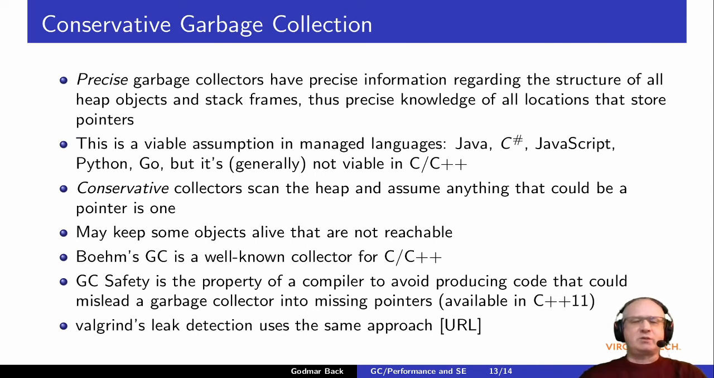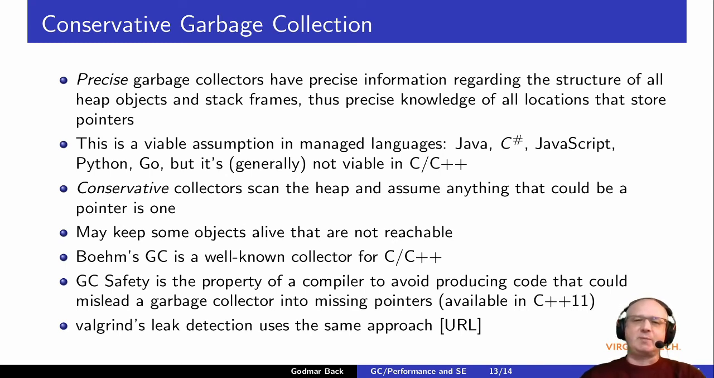So far we've talked a lot about Java and other type-safe managed languages. It is, however, also possible to apply garbage collection in C and C++, and in fact, there is a long history of doing so. Now, one of the issues that occurs here is that we may not have exact information as to where pointers are stored.